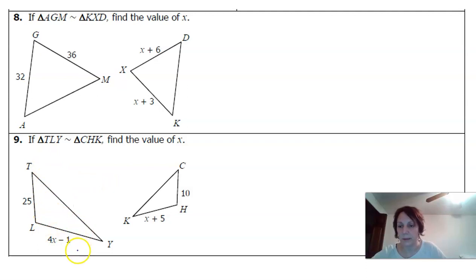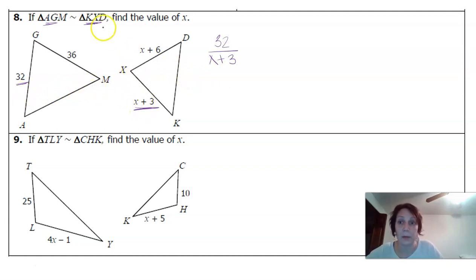So let's see. This 32 right here is side AG. If visually I'm not sure which sides line up, I'm always going to go back to my names. So AG must match up with KX because those are both the first two letters in the names. So AG, which is 32, has to be matching up with KX, which is x plus 3. So there's a ratio. Please resist the urge to say that they're equal. They're not. If those were congruent triangles, we would be saying they're equal. They're not congruent.